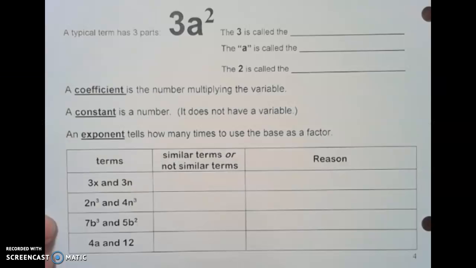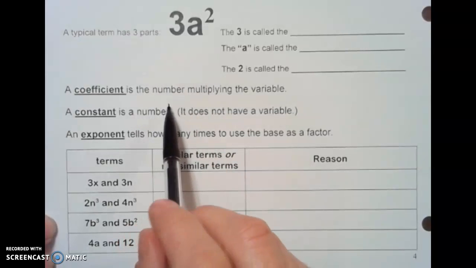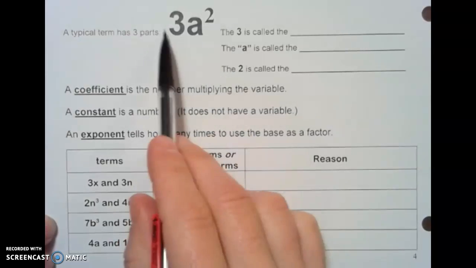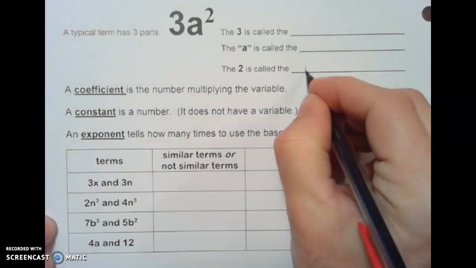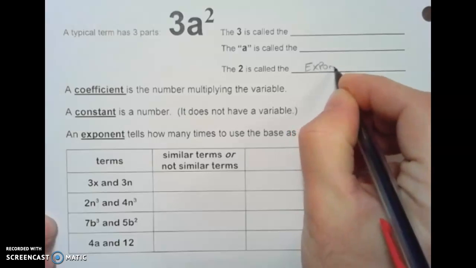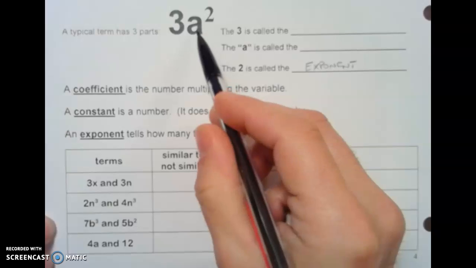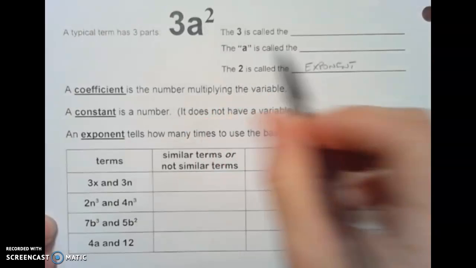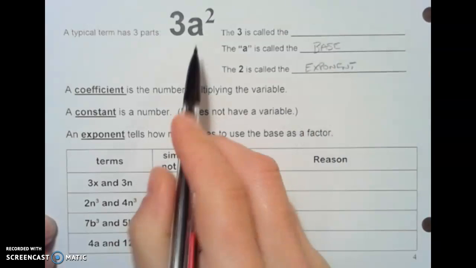A typical term is going to have three parts. So here's an example of a variable term, 3a to the second power. There's three different parts here. There's the 3, the a, and that 2. Well, the 2, I know what that is. That's called an exponent. The 2 is called an exponent. And the a, the variable I should say in this case that's being squared, is called the base. Whatever is being raised to the power we call the base.